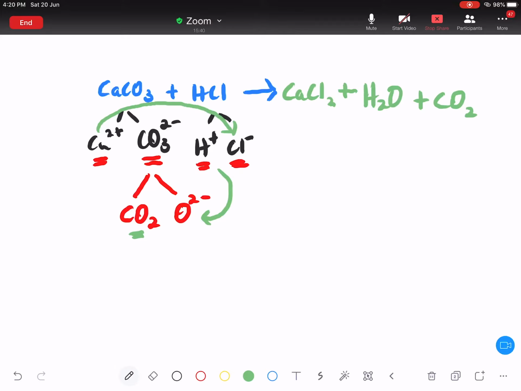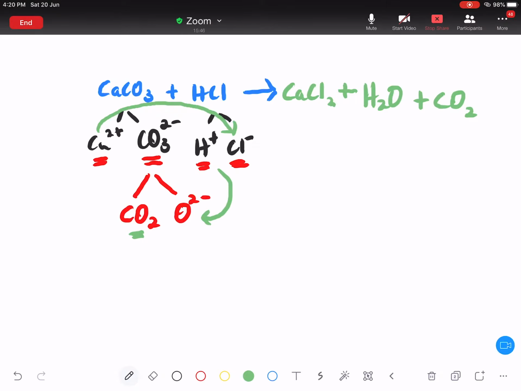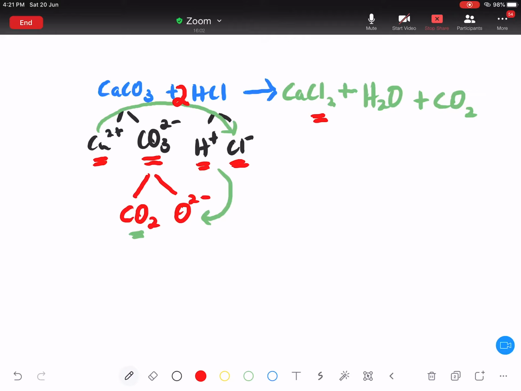Tapi, is this equation balanced? No, this is not balanced. Therefore, guys, what shall you do? You letak, ni dua kan? So, you put 2 over here. Now, everything become balanced.